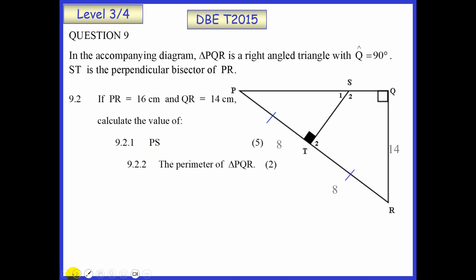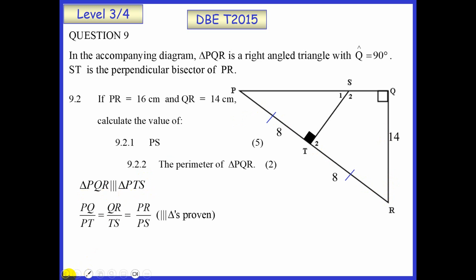So what we're going to do is put our sides in. That was given to be 14. And because PR is 16, we're going to use 8, 8. Now remember in the previous question, we proved that triangle PQR, which was the big triangle, was similar to PTS. So let's derive the ratios from here.